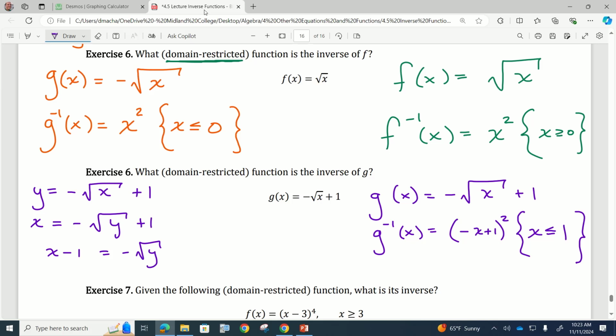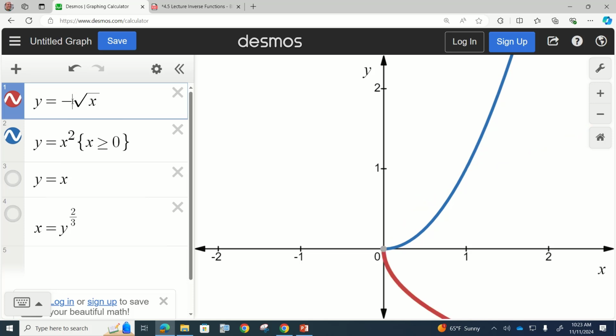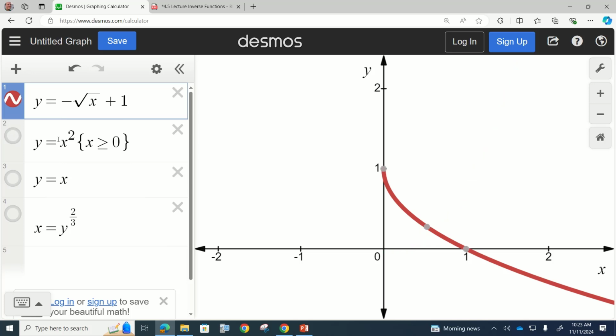I'm using little curly brackets for the domain restrictions. That's how Desmos likes it. But let's do that real quick. So this is the function in red, negative square root of x plus 1.